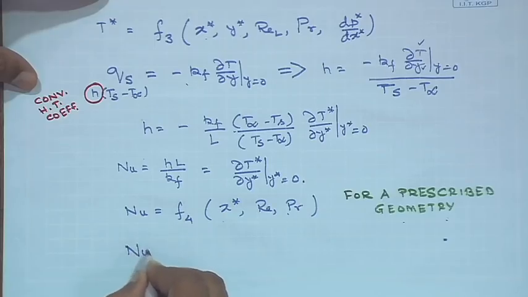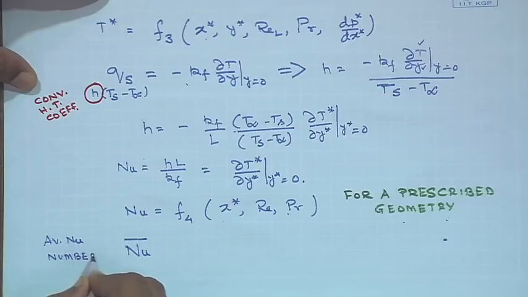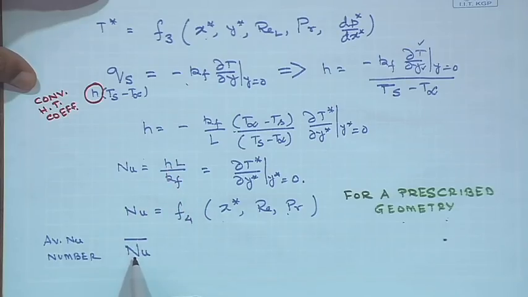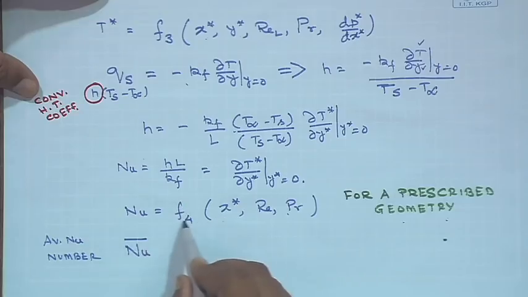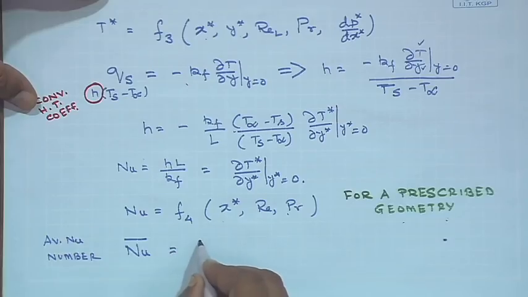If you want to find the average value of Nusselt number, the Nusselt number that I have obtained over here is based on h, the local convective heat transfer coefficient. If I have to find the average value of Nusselt number, I will simply integrate this expression over the entire length of this substrate, and that would be denoted by the average value.